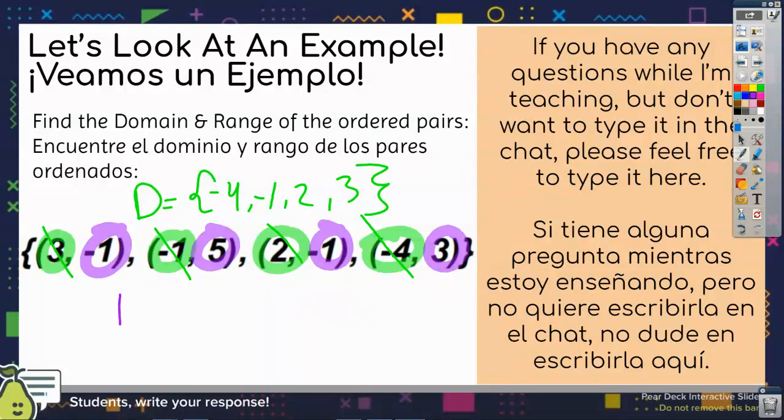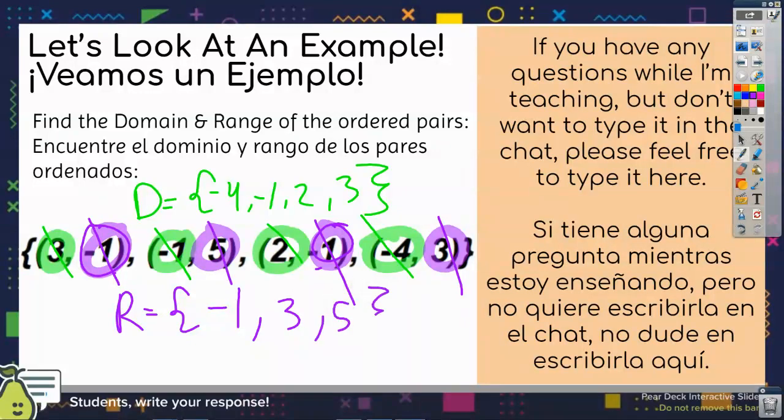Let's do our range now. Remember, in number order. So we're going to look at everything we put in purple. I got 2 of the same kind here. You see this? Both of these are -1. I only need 1. You only need 1. I don't need to list it twice. That's redundant. Just the one -1. Now I'm going to look. 3 is next. 5 is last. Okay.